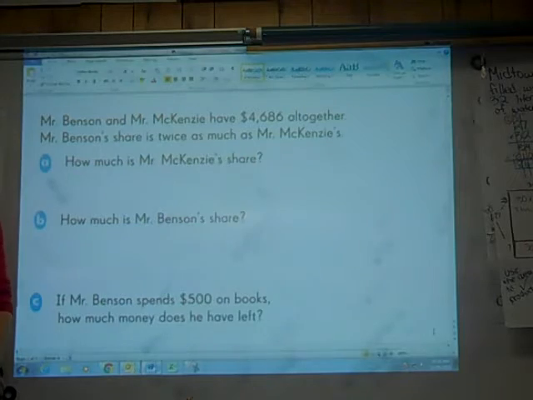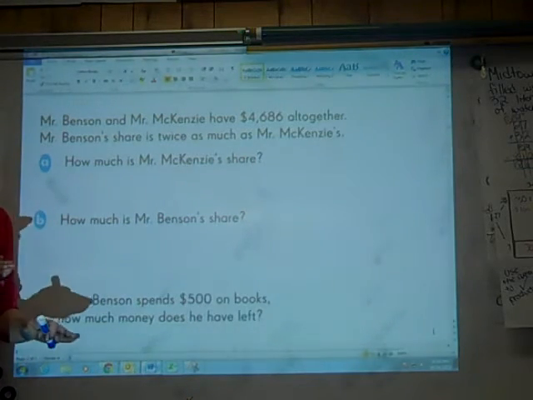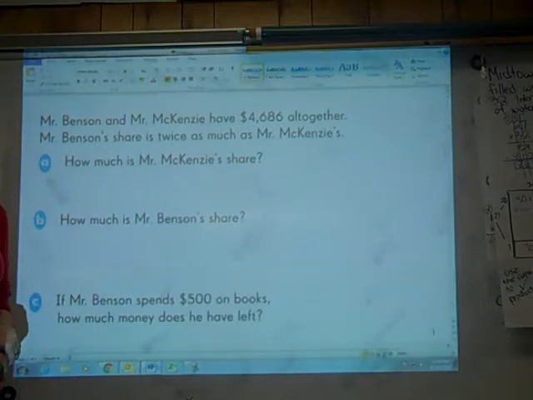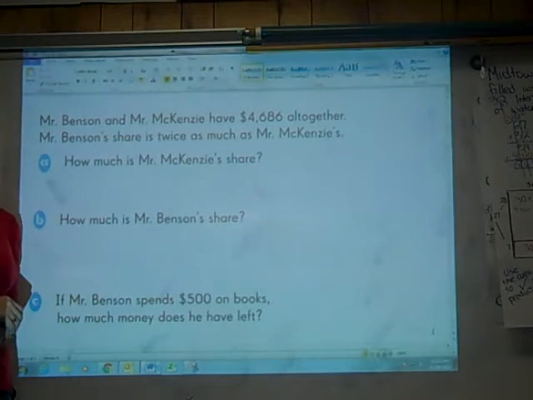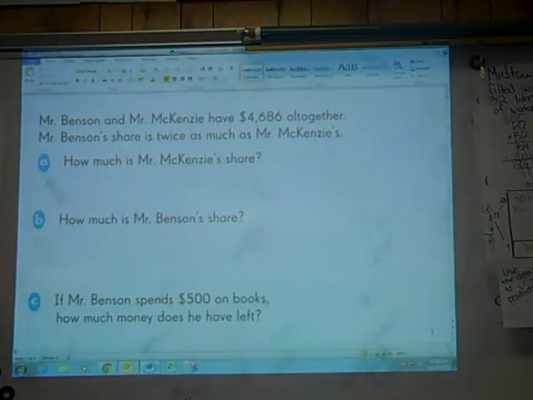So Mr. B and Mr. M have some money altogether. The first time your students read through a problem, don't worry about the numbers. We want to understand and comprehend the situation before we think about math. Mr. B's share is twice as much as Mr. M's. And our questions that we're trying to answer: how much is Mr. M's share? How much is Mr. B's share? If Mr. B spends some money on books, how much money does he have left?